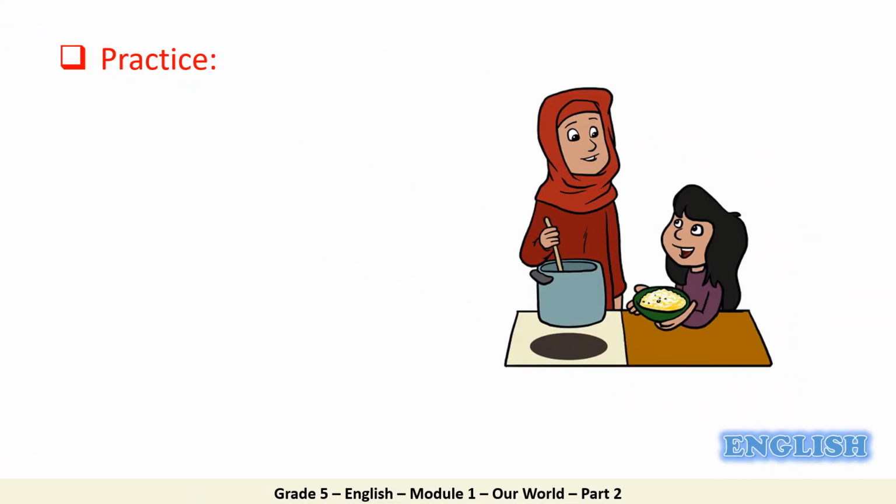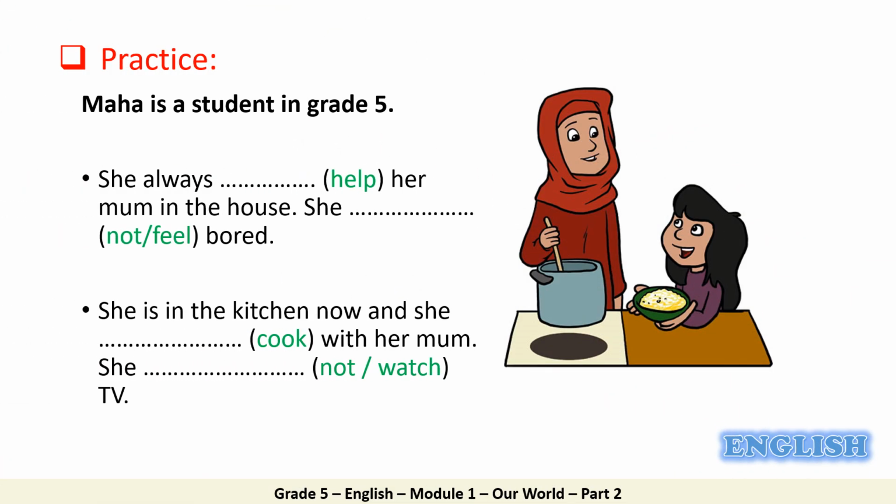Now let's practice together. Read this short paragraph and change the verbs in green. Look for the time expression or the keywords, and it will help you to identify whether the verb is simple or progressive. Pause the video for 1 minute.